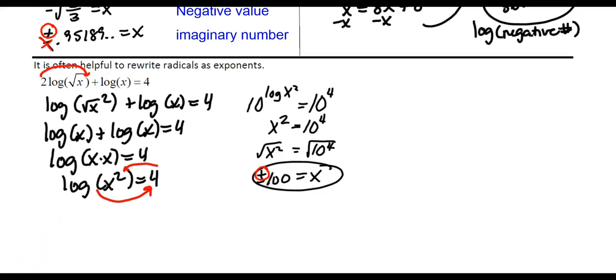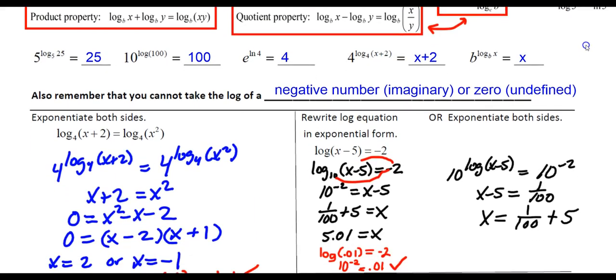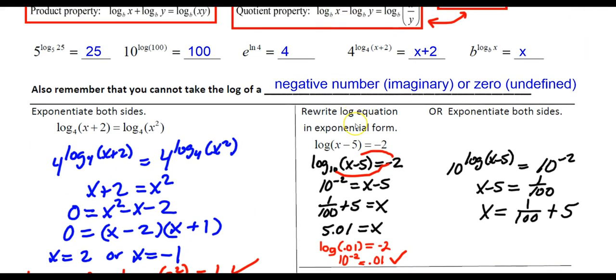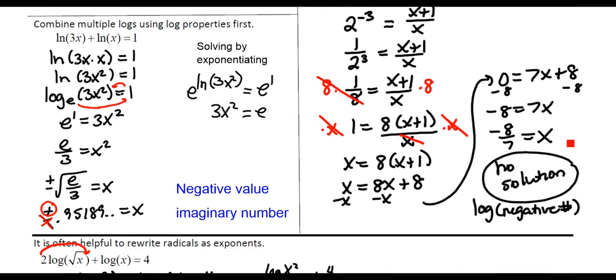So to briefly recap, use your log properties. Remember that you can either rewrite the log equation in exponential form or exponentiate both sides in order to get the variable out where you can solve for it. And then make sure to check to see if there is a negative number in the original problem where you're taking the log of a negative number. Since that will end up with an imaginary number for the log, we're not going to use those as solutions.